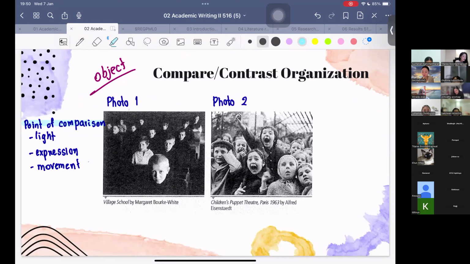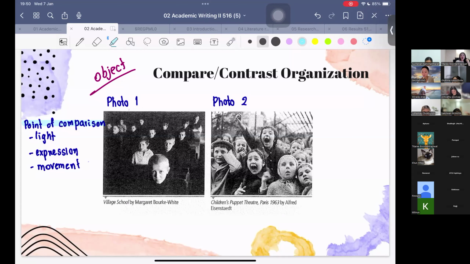And I'm going to use this picture as an example. The objects or the subjects here: let's assume we're going to compare photo 1 and photo 2, where photo 1 is the one that is a little bit dark, and photo 2 is something lighter, with smiles, this and that.